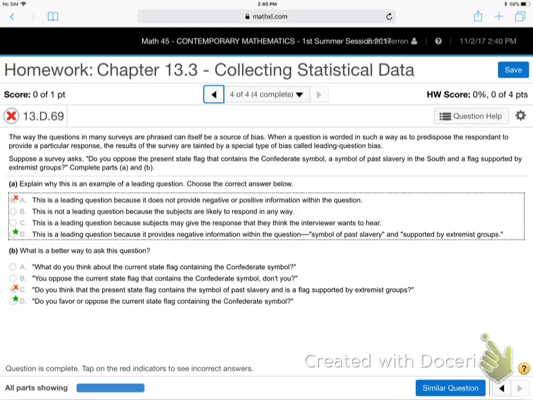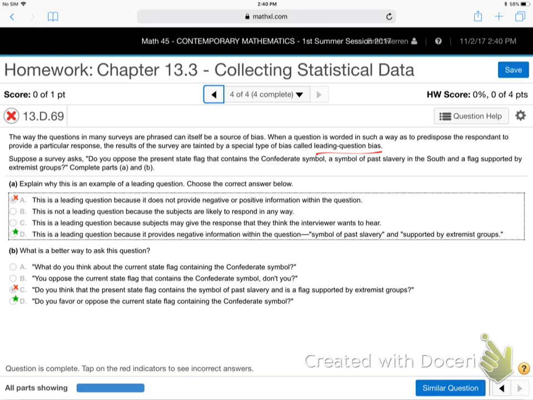Okay, so our last homework one though. The way the questions in mini surveys are phrased can itself be a source of bias. When a question is worded in such a way as to predispose the respondent to provide a particular response, results of the survey are tainted by a special type of bias called leading question bias. So, leading question bias.